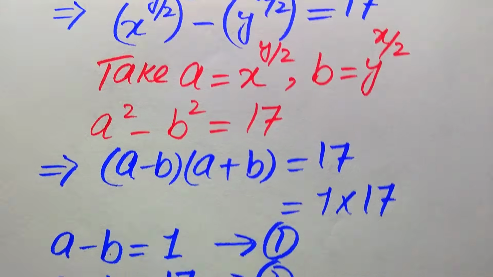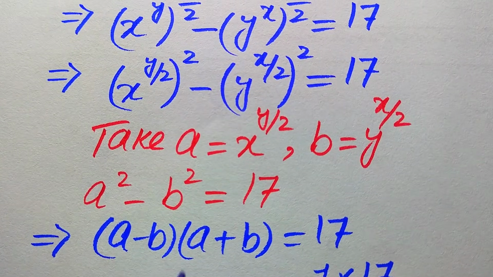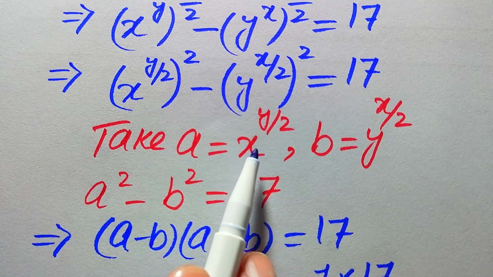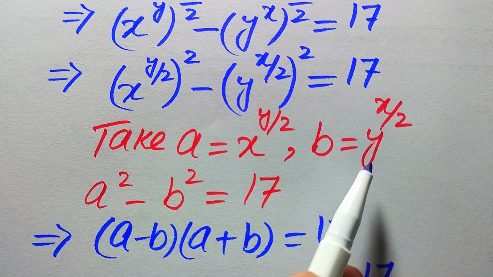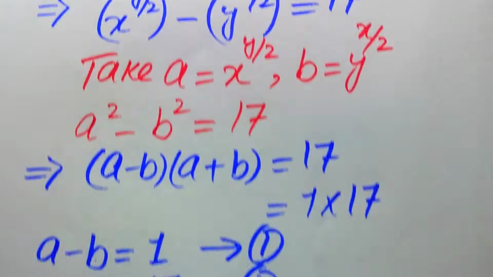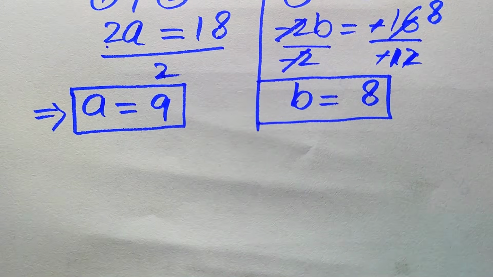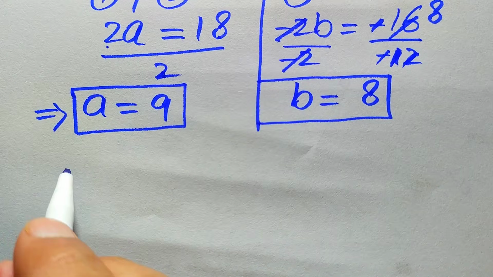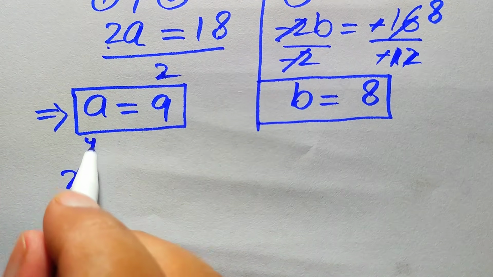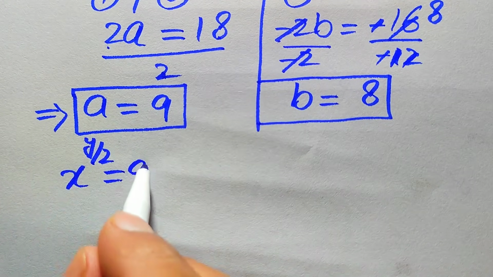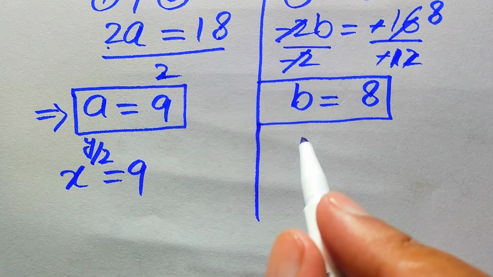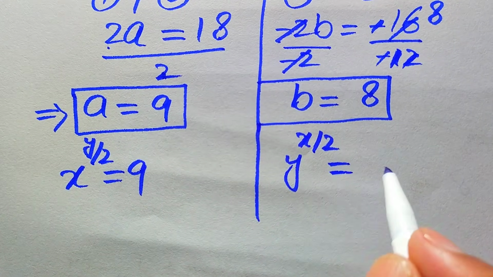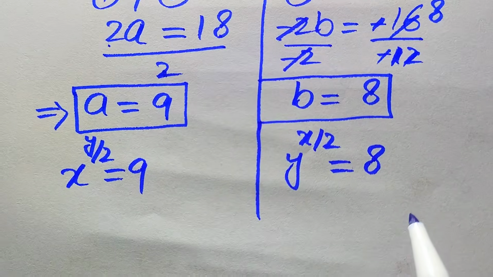And now we move backward and we get the values of x and y. So the value of a is x to the power of y over 2. The value of b is y to the power of x over 2. So we put both of these two values here, and we get the values of x and y. So here first we put the value of a, it is x to the power of y over 2 is equal to 9. And here we put the value of b, it is y to the power of x over 2 is equal to 8.